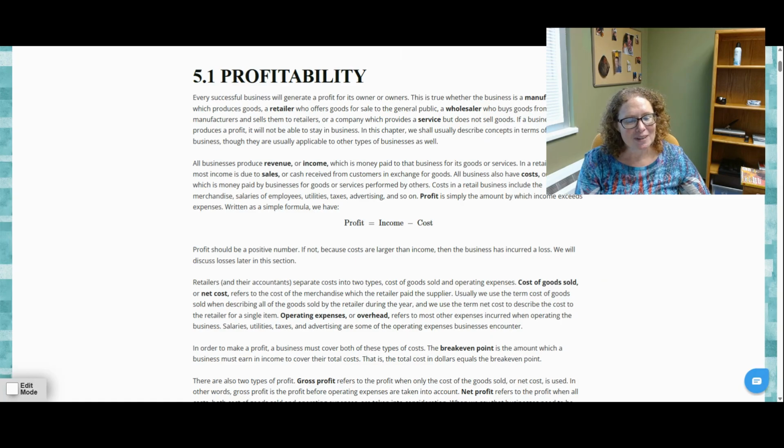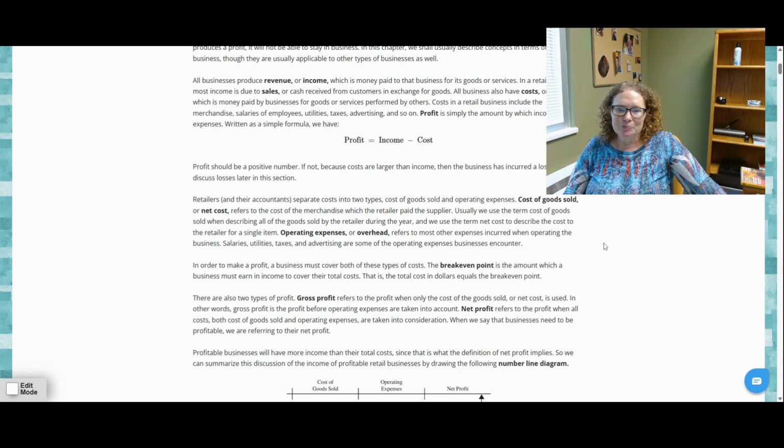So we want it to be a positive number, right? It should be, because if not, then you're not making any money. You're losing money, and it's not a good idea to stay in business. But we look at two separate types of costs.